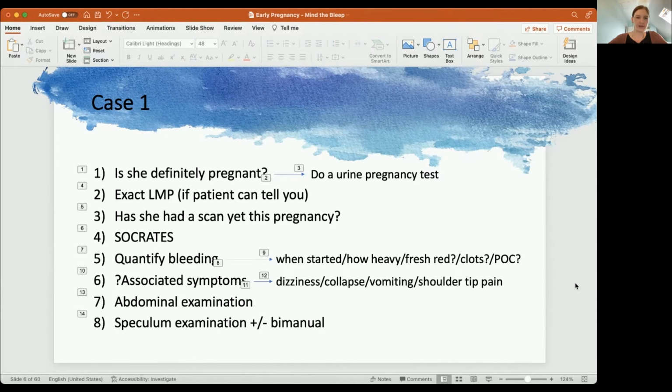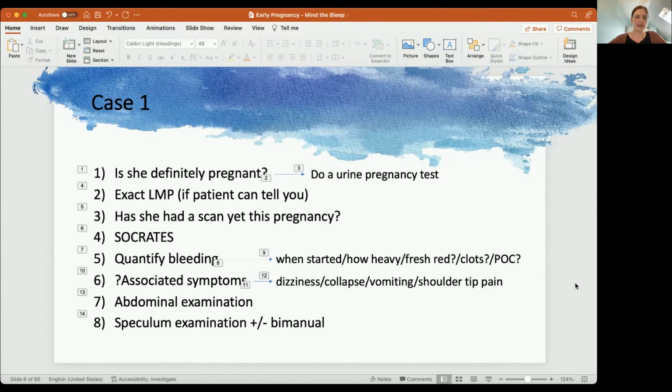Generally, she's got pain, so you're going to do a SOCRATES. You're going to try and quantify the bleeding. So is it heavy? When did it start? Is it fresh red? Are there clots? Have they seen any products of conception? They may not have any idea about that, but sometimes they will come and tell you they think that's what they've seen. And then any associated symptoms, so things like dizziness, collapse, vomiting, shoulder tip pain, things like this.